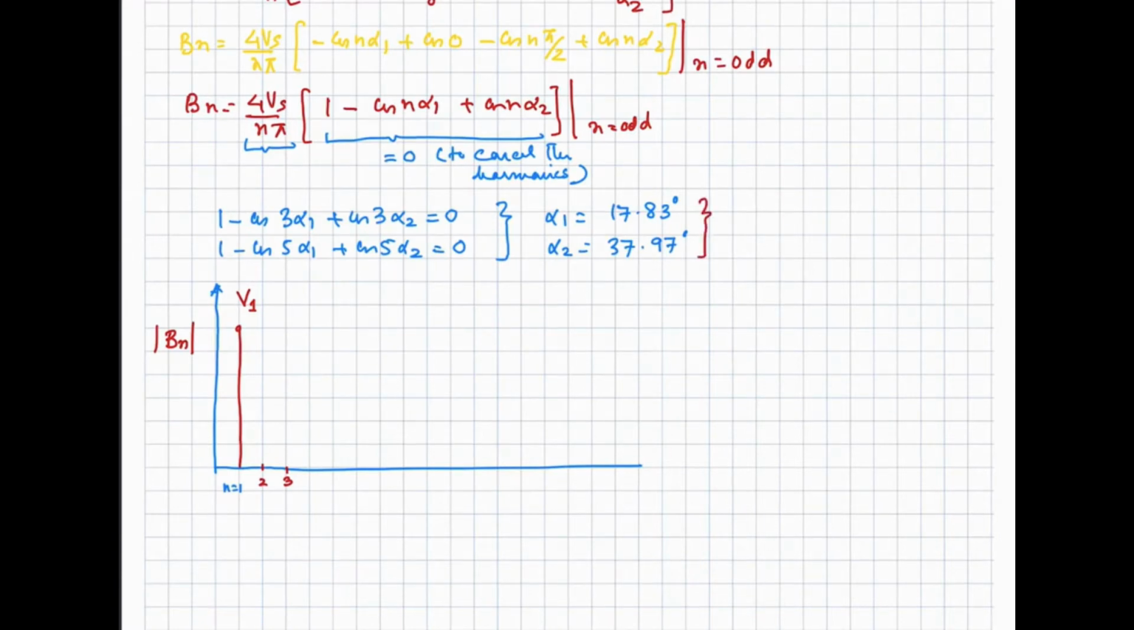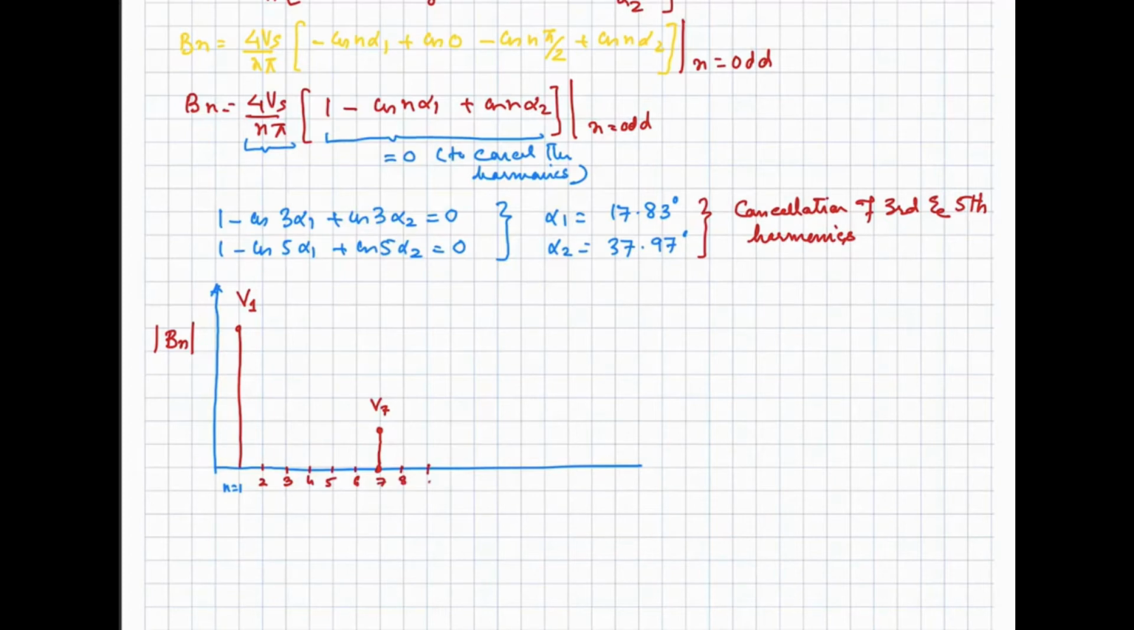So I am going to write over here that we have cancelled the third and the fifth harmonic. For the cancellation of the third and fifth harmonic, we have these angles. So the third harmonic will be absent, the fourth will be absent, the fifth will be absent, the sixth will be absent, the seventh harmonic is going to exist, so some voltage of that harmonic will be there. Then the eighth harmonic will be absent.